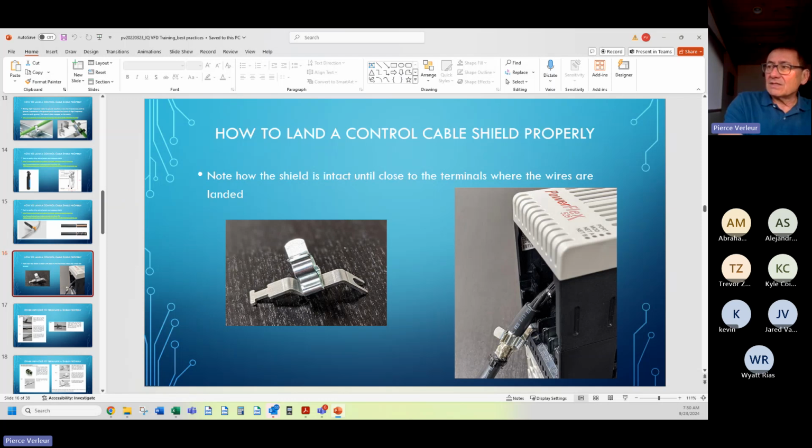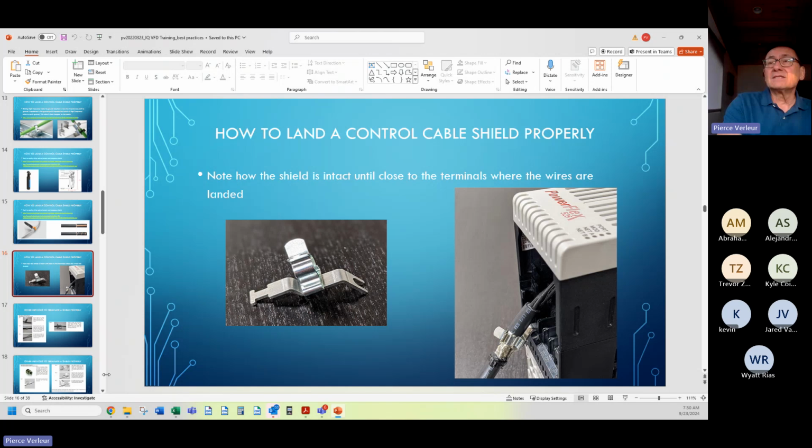Now, this is not good practice in my opinion, and I'll let you know in a second why. But here we have a convenient point, strip the cable, clamp it. Now extend this shield all the way up to the terminals. That allows you to extend the shield. You don't have to end the shield here. You expose it, clamp it, and continue the shield on undisturbed.